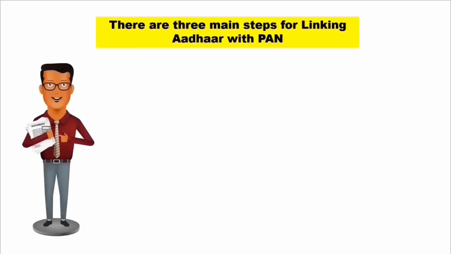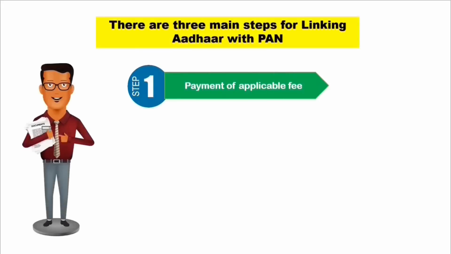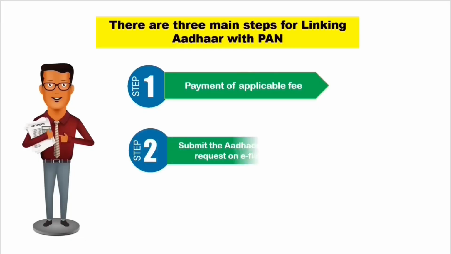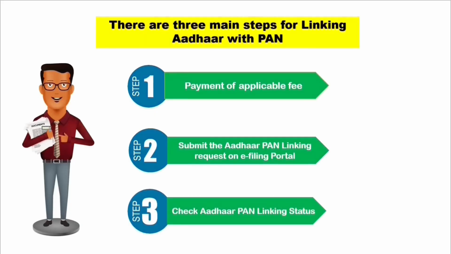So therefore, there are three main steps for linking Aadhaar with PAN. In the first step, you would be required to make the payment of applicable fee. In the second step, we would be submitting the Aadhaar PAN linking request on the e-filing portal. And in the third step, we can check the Aadhaar PAN linking status. Let us now see the three steps one by one.